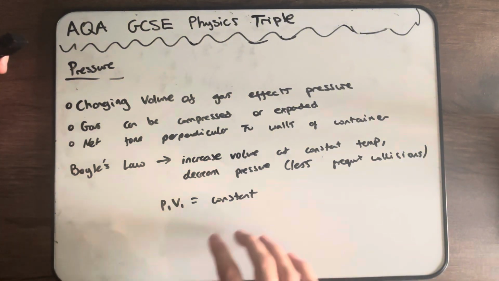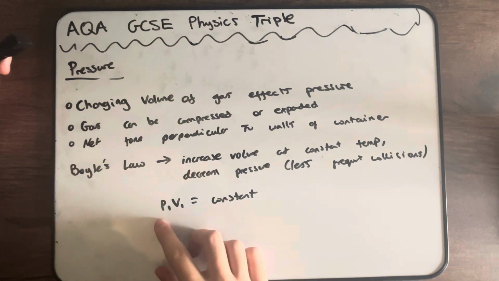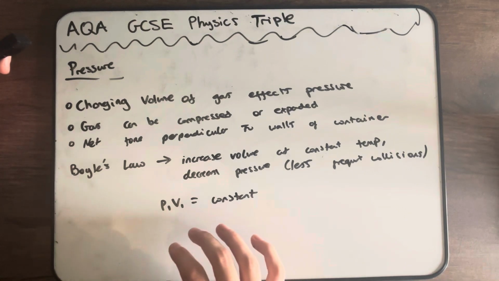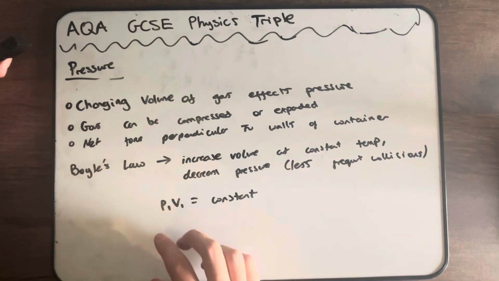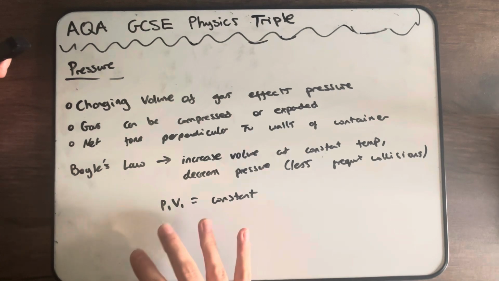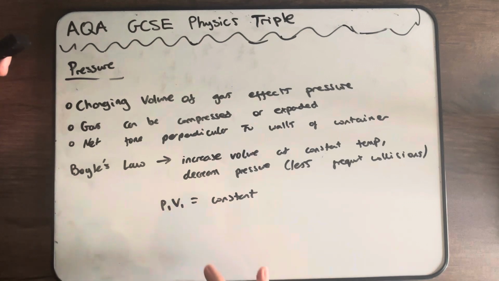This is an equation you need to know. P1V1 is constant, so the initial pressure and the initial volume is constant. So if you get, for example, the initial pressure, the initial volume, and then you also get the final pressure, you can then work out the final volume because them two will be equal to each other.